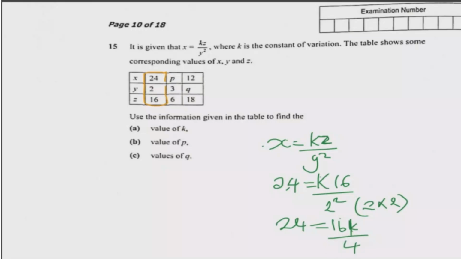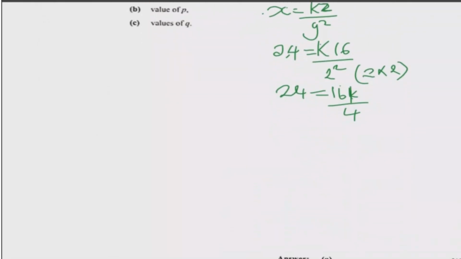Now once we have found that, the next thing we can do is cross multiplication. So it's 24 over 1, then cross multiply, which gives 16k times 1, which is 16k, equal to 24 times 4. Since we are not going to be using a calculator, we just write it like that: 16k equals 24 times 4.